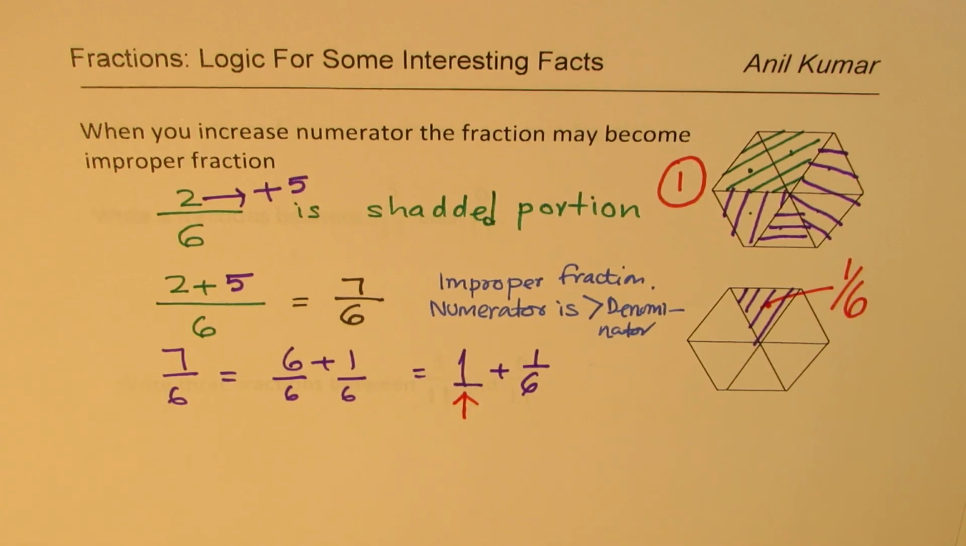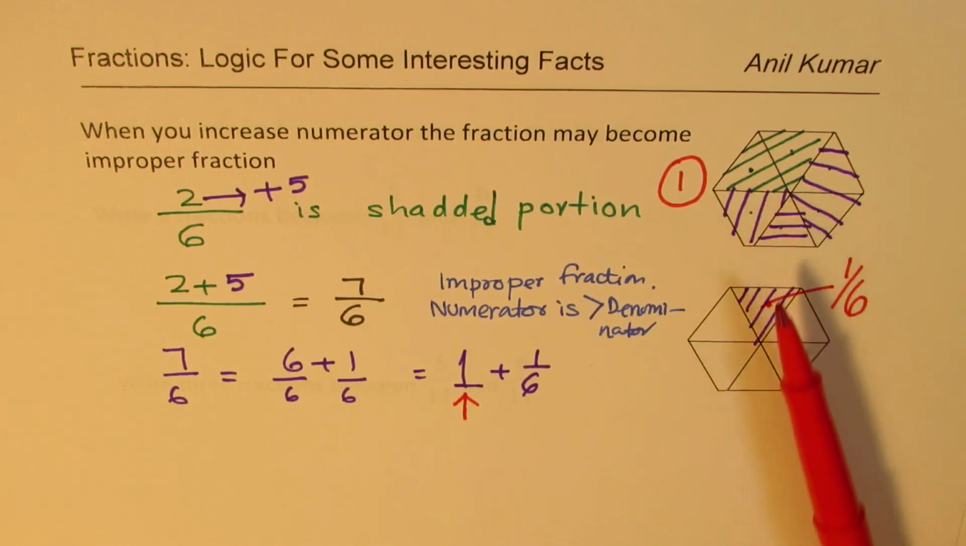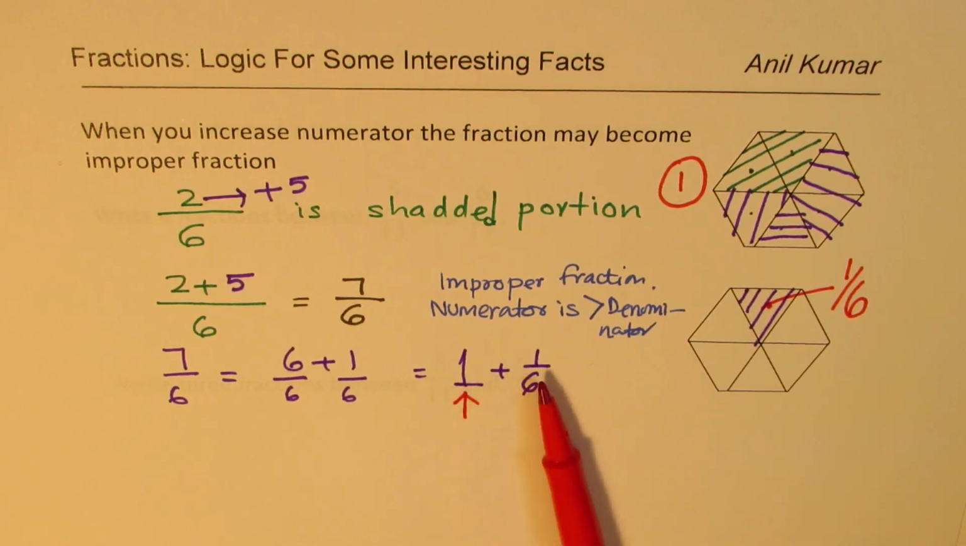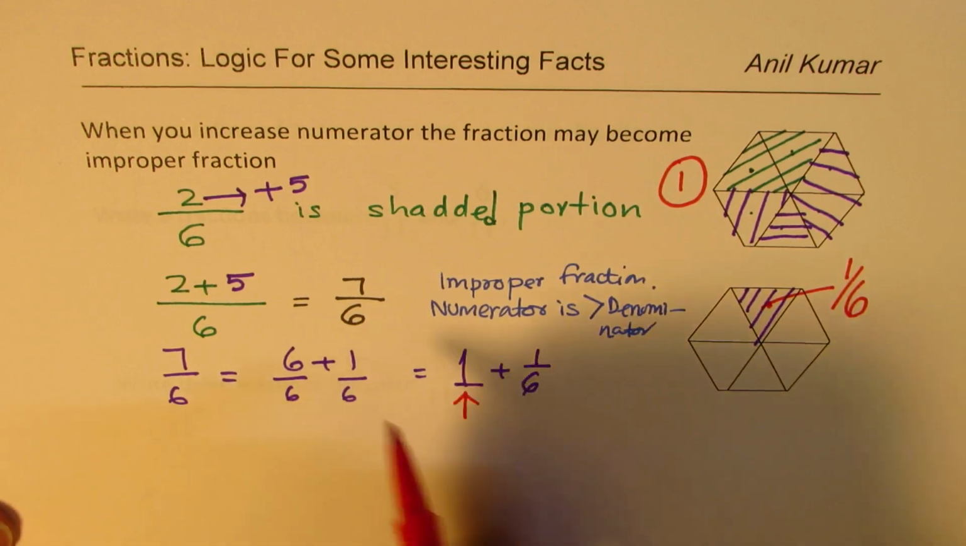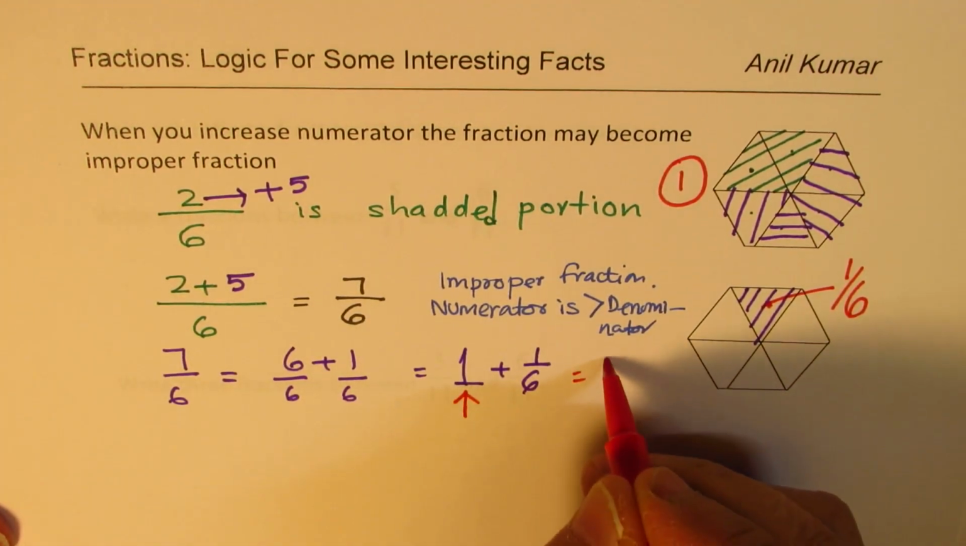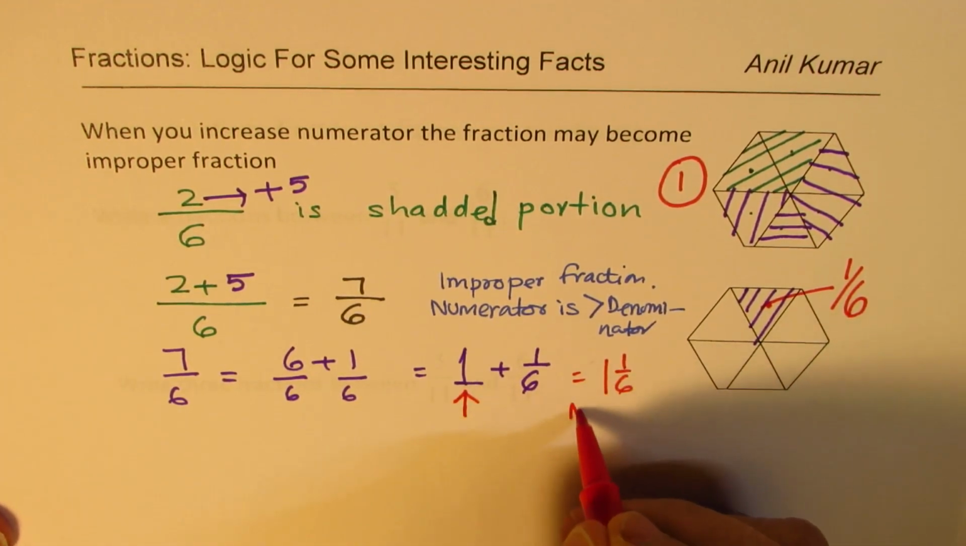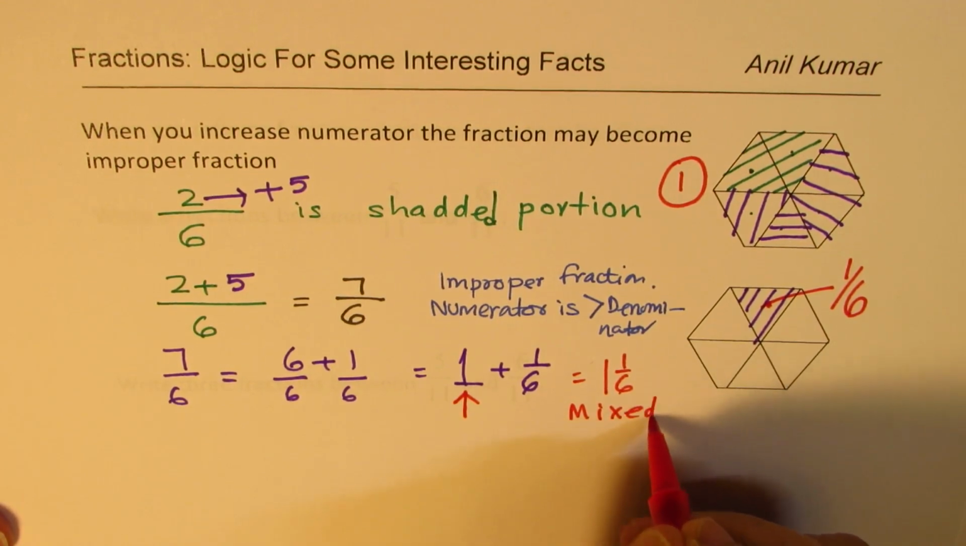We'll talk about these things later in detail, but the interesting fact about this is that an increased numerator may cause the fraction to become an improper fraction. Then it is like one number plus a fraction, right? We call this a mixed number. This one, written as 1 over 6, will be turned into a mixed number.